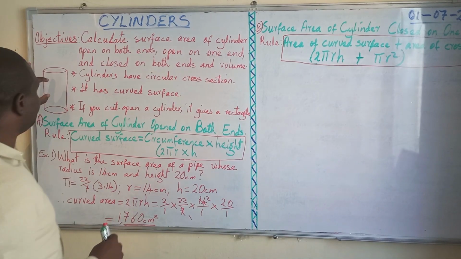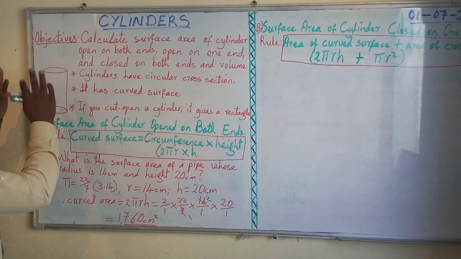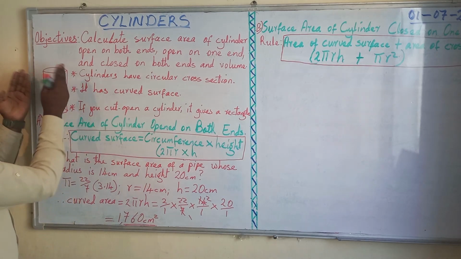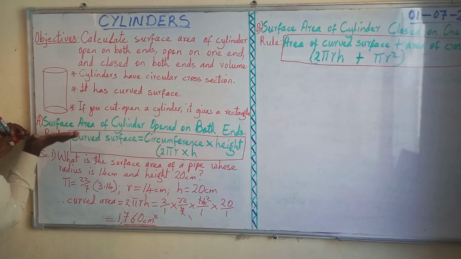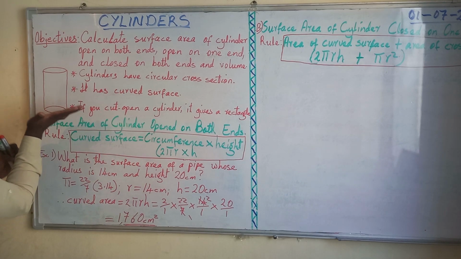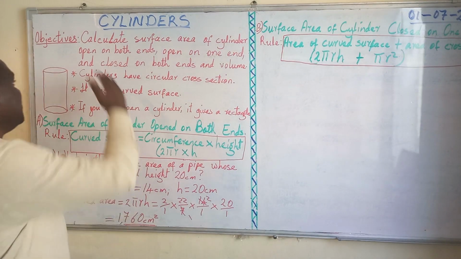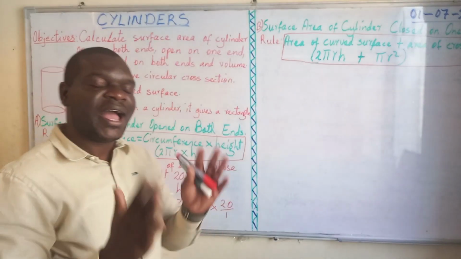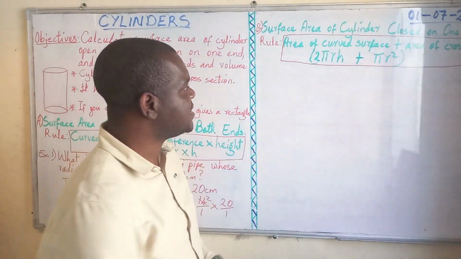Here, if you have this closed on one end, maybe at the top or at the bottom, and you're asked to calculate the surface area, you are simply supposed to find area of curved surface, which is what we've done here, and you find the area of the closed end. If it is the bottom, it is circular, so you find the area of that circular bottom and add to the area of the curved surface. If it is the top, it is also circular, you find the area of that circular top and add to the curved surface. And that is what this rule here explains.